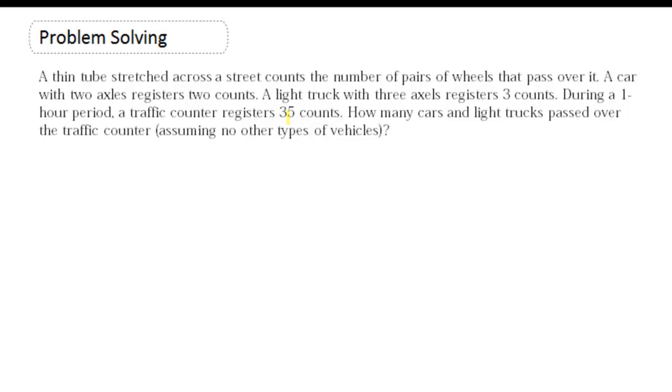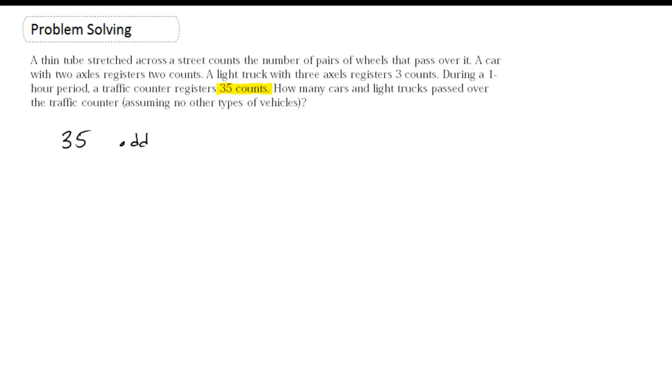So let's be smart though. 35 counts. Well, 35 is odd. How are we going to get an odd number of counts? The only way we can get an odd number of counts is if there's 1 truck or an odd number of trucks. The reason is that cars are always an even pair, 2 axles, so if they were all cars, it would have to be an even number of counts, but it's not. And if you had an even number of trucks, that would be an even number. Like 2 trucks, that's 3 counts and 3 counts, that's 6 counts.